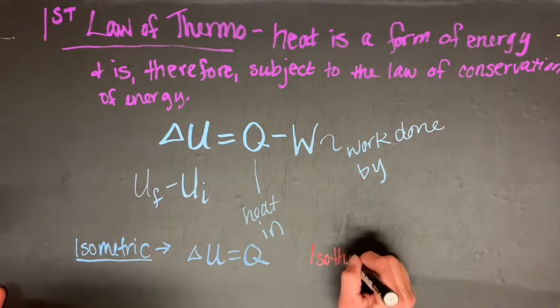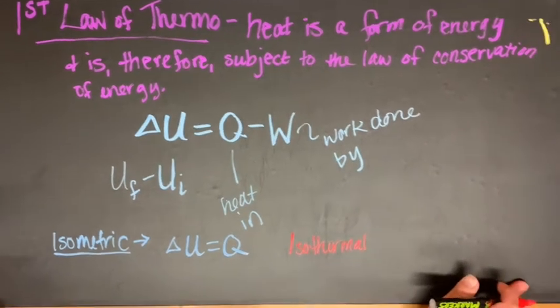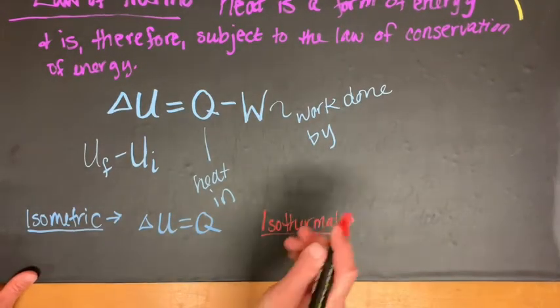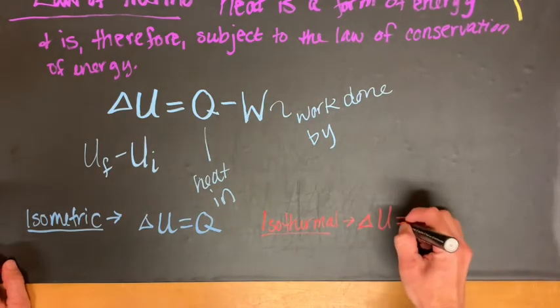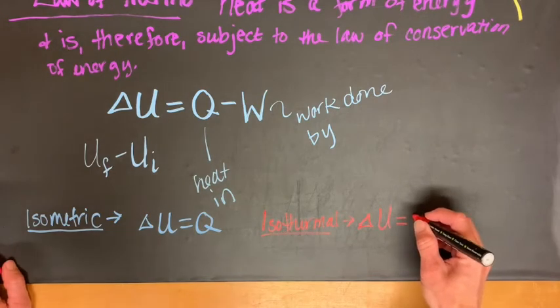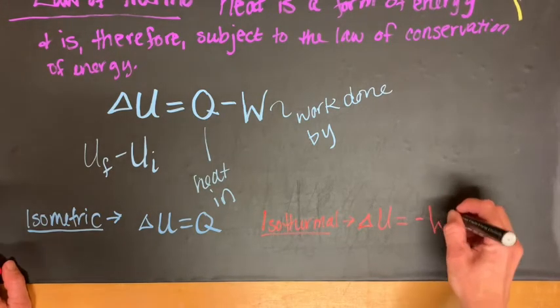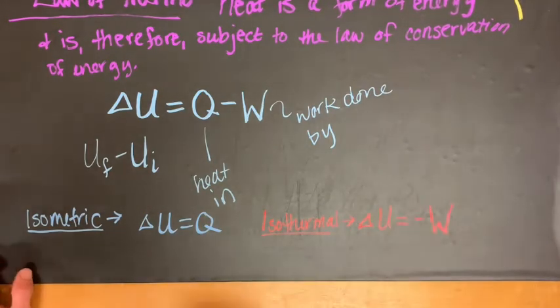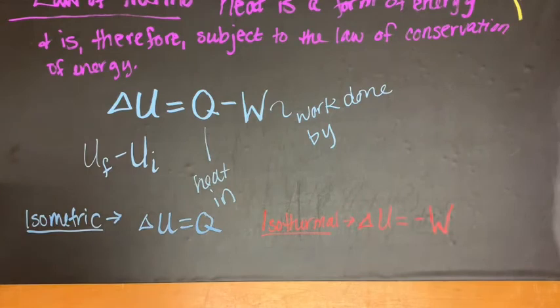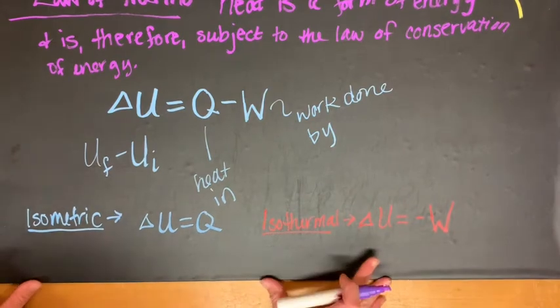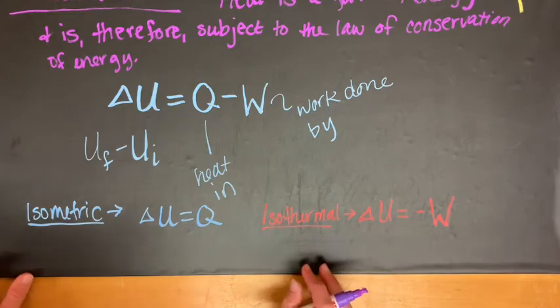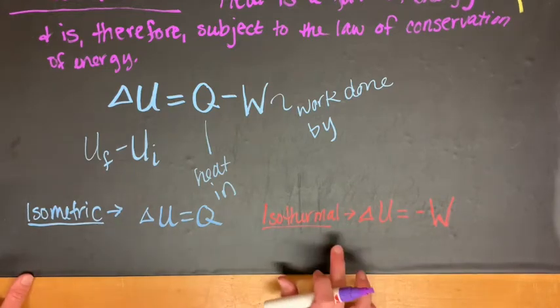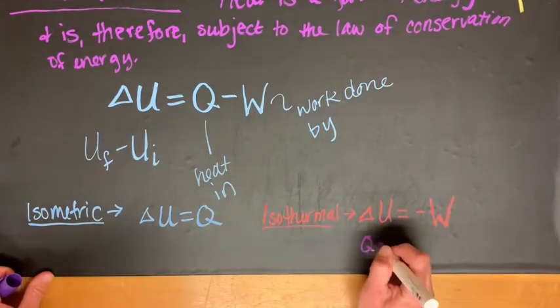Now, in an isothermal process, your Q is equal to 0. So the increase in internal energy, your delta U, is going to equal the negative of the work done by the system. Oh, shoot. I'm sorry. This is adiabatic. Remember, your Q equals 0.